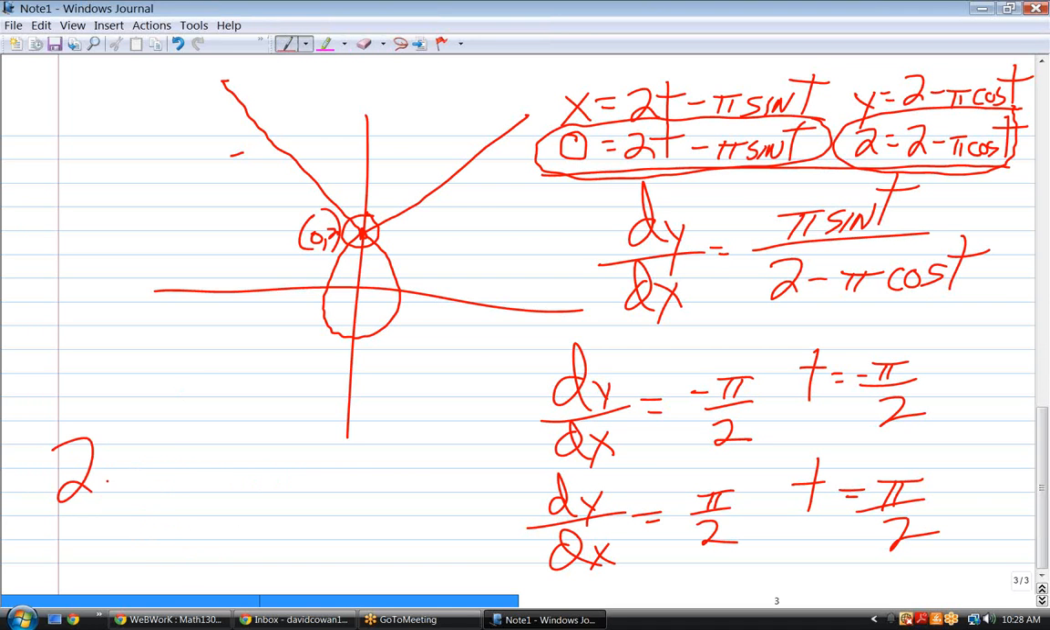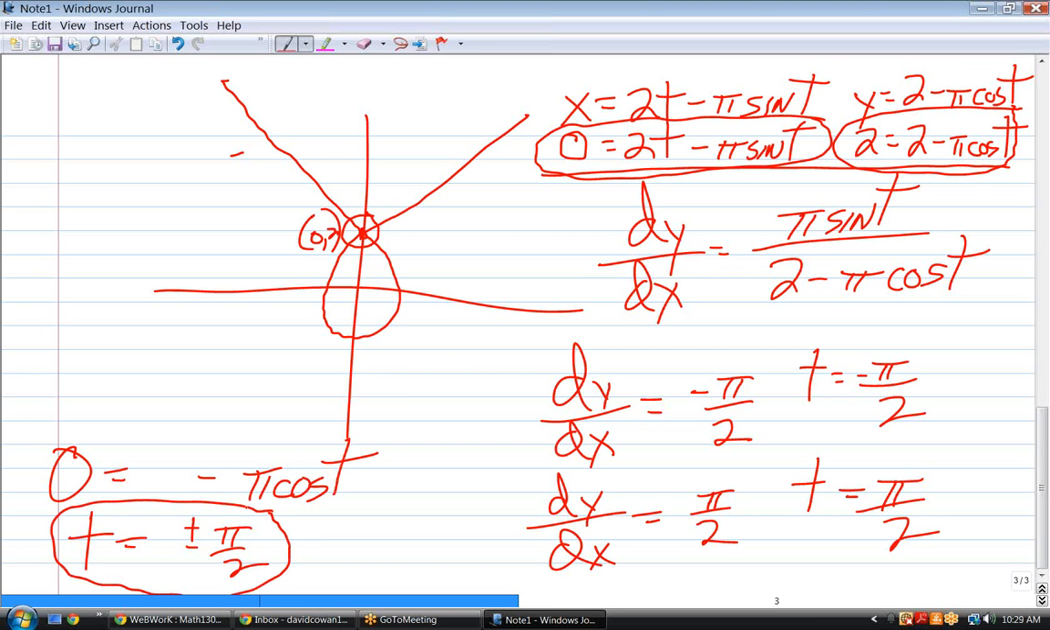We have 2 equals 2 minus pi cosine t. So minus pi cosine t has to equal 0. And that happens at t equals pi over 2. In fact, it happens when t is equal to plus or minus pi over 2. If you take the cosine of negative pi over 2, you get 0. If you take the cosine of positive pi over 2, you get 0. So that's how we got where this point occurs.